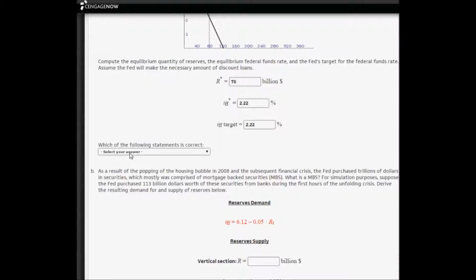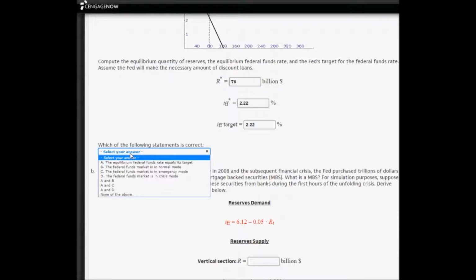Which of the following statements is correct? The equilibrium federal funds rate is equal to its target, true. The federal funds market is in normal mode, true. So it's not in emergency mode and it's not in crisis mode.